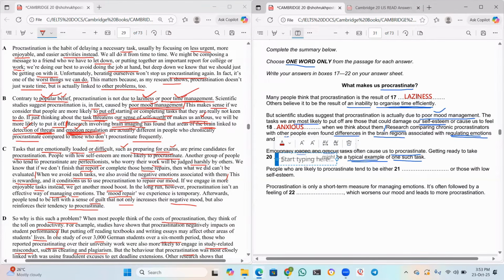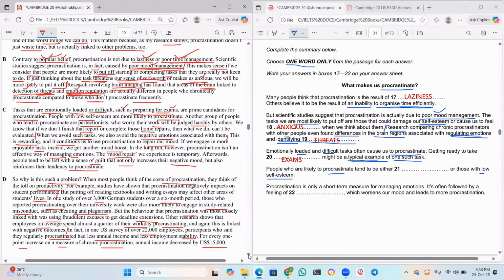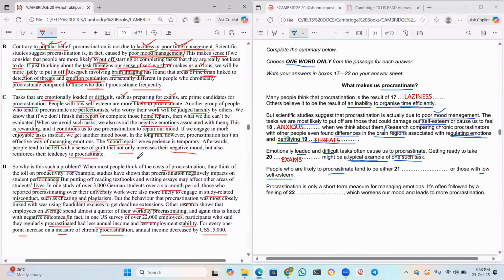So, yes, guys. So, exams is the right answer here. Next. People likely to procrastinate tend to be either dash or those with low self-esteem. So low self-esteem is the keyword. Now we have to keep reading further. Let us read further.